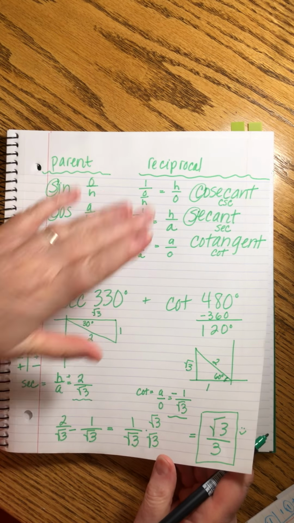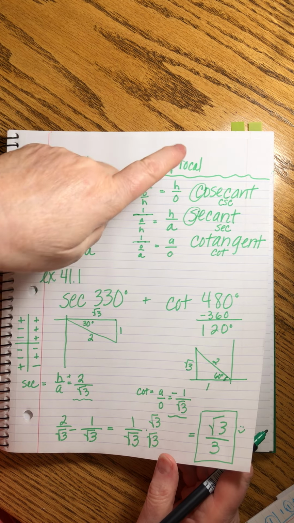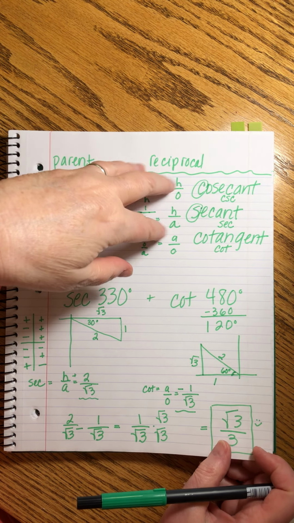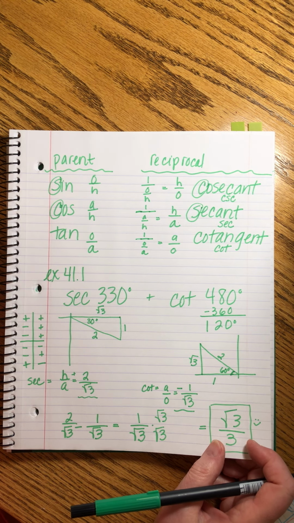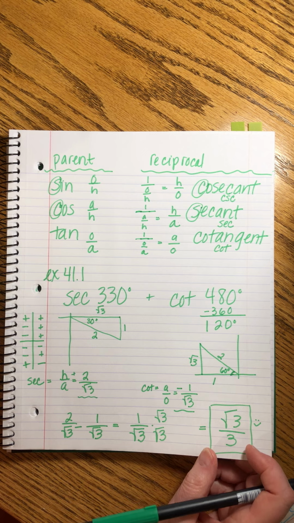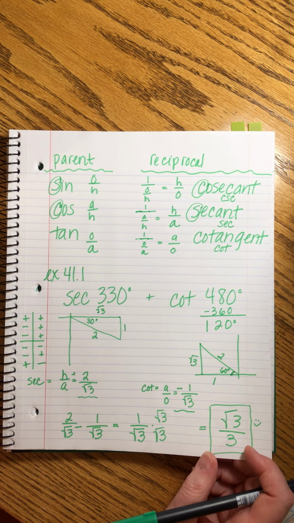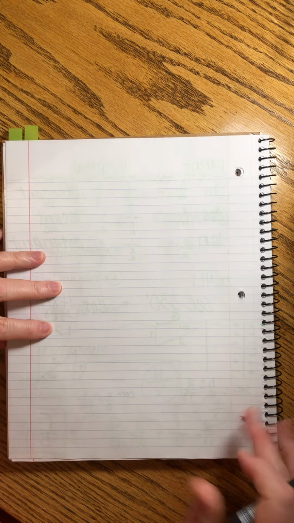Make sure these are in your notes, but make sure these go into your special place. If you didn't already do it, pause me now, write it down, and then come back. Okay, you're back. Let's do 41.2.